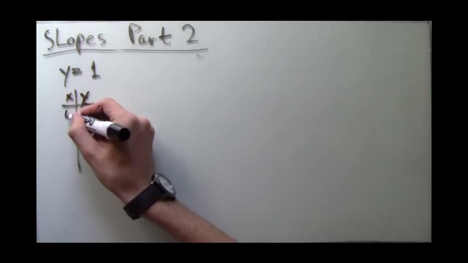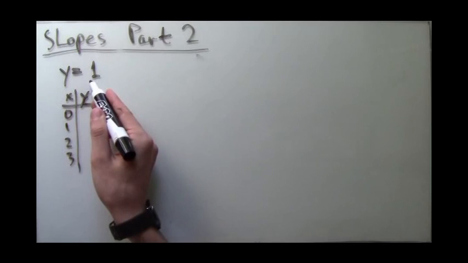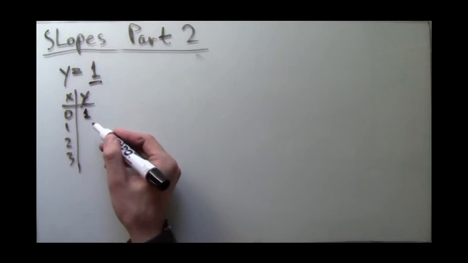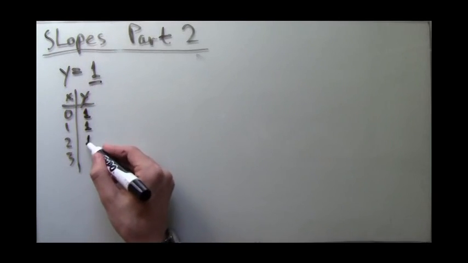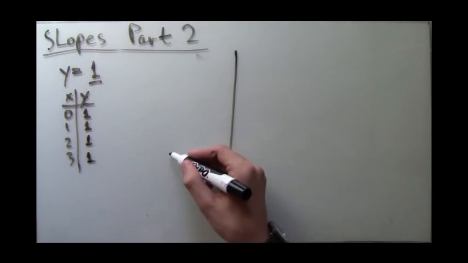I'll just take x equals 0, 1, 2, and 3 as usual. But notice, this function does not have an x in it. Y is a 1 no matter what. So we can just fill in y equals 1.